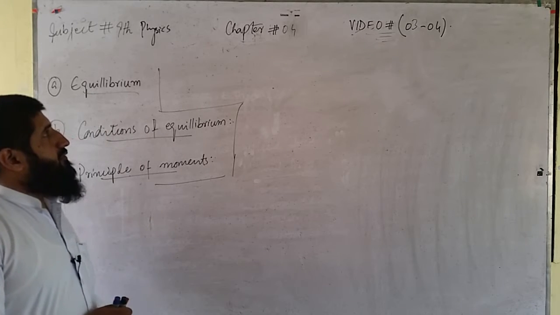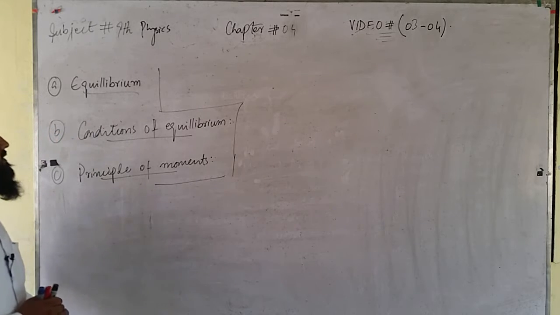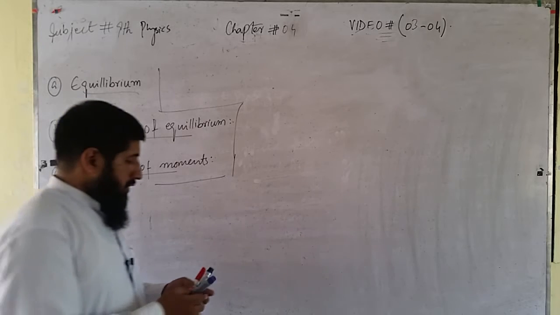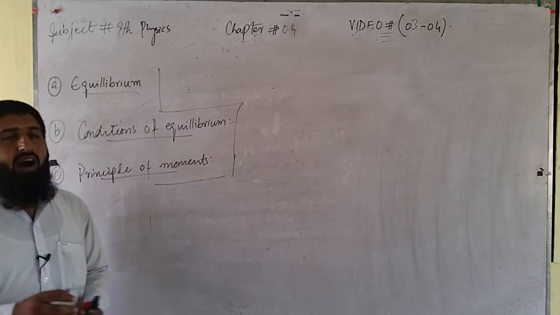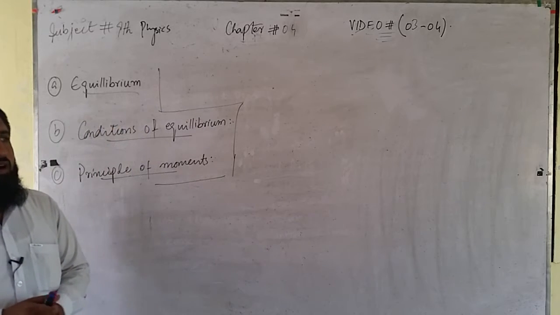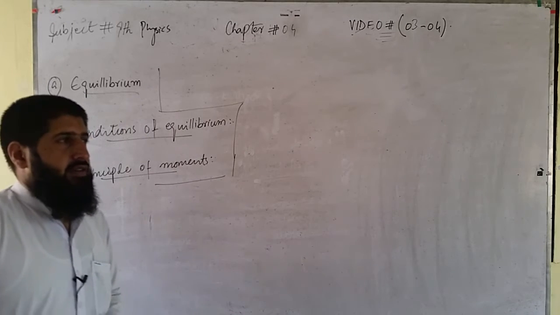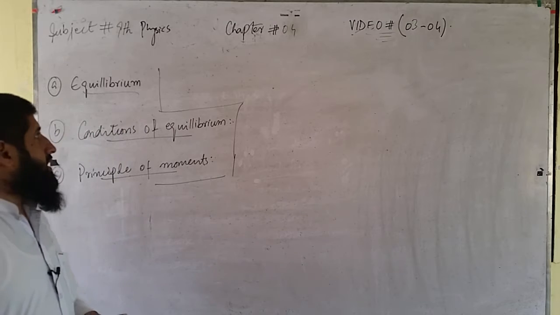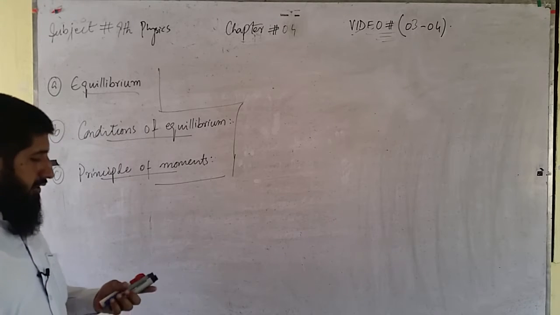Today our topic of presentation of 4th chapter of 9th physics, the first topic, is equilibrium. Equilibrium can be defined as: when the net force acting on an object is zero, then the object is said to be in equilibrium.